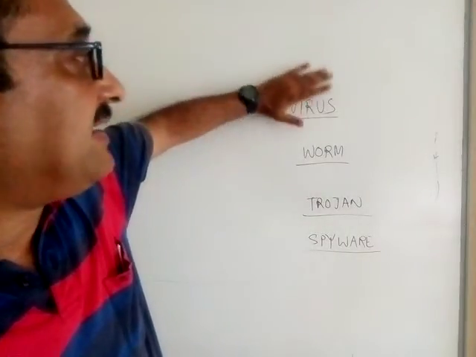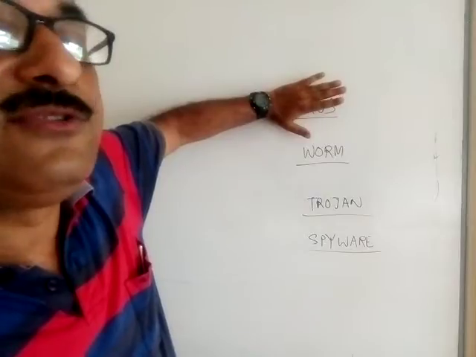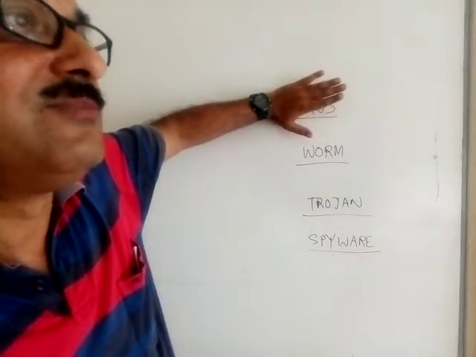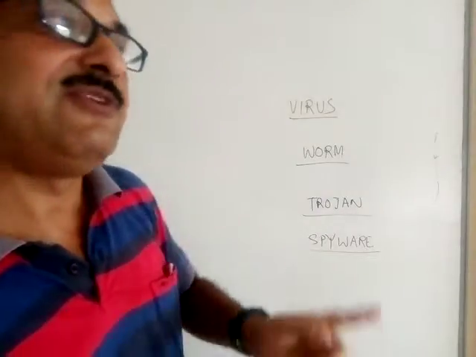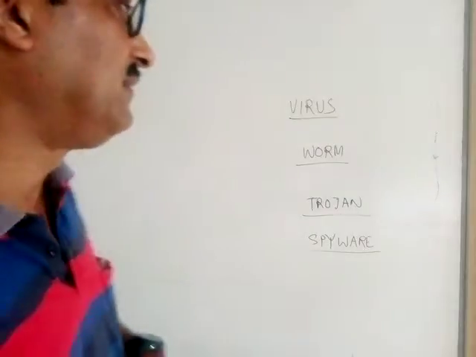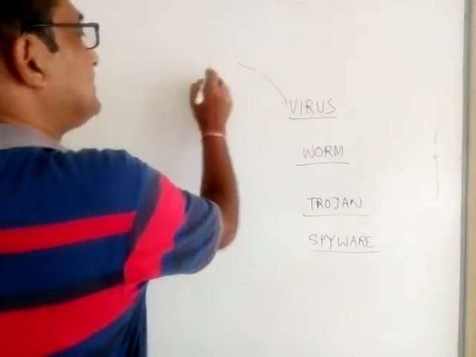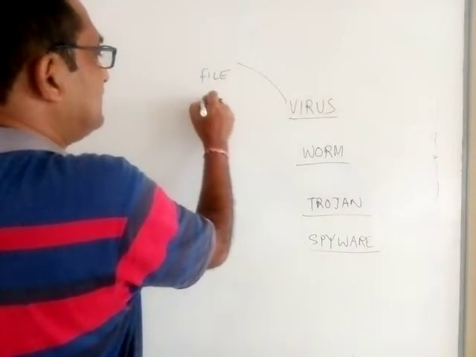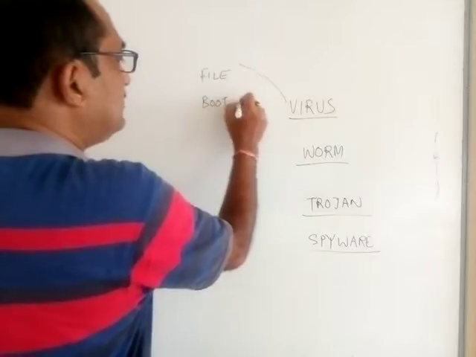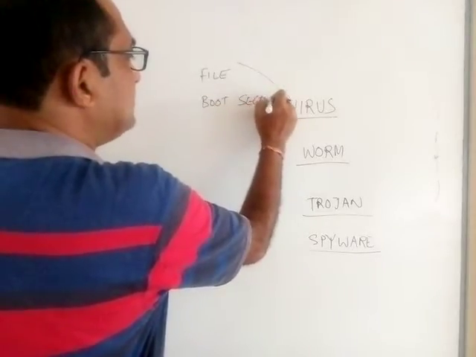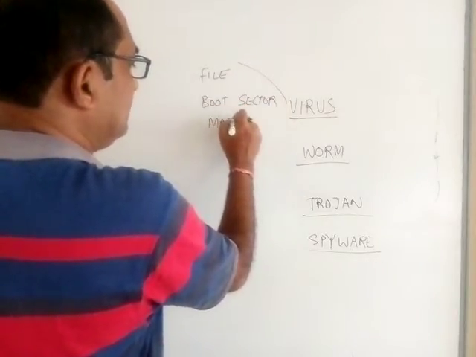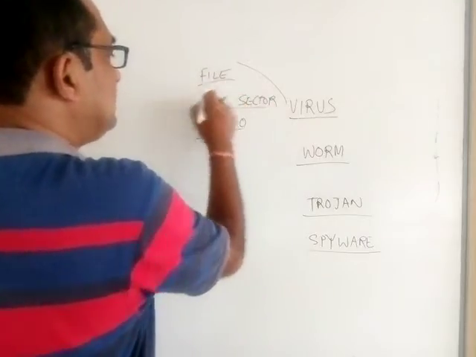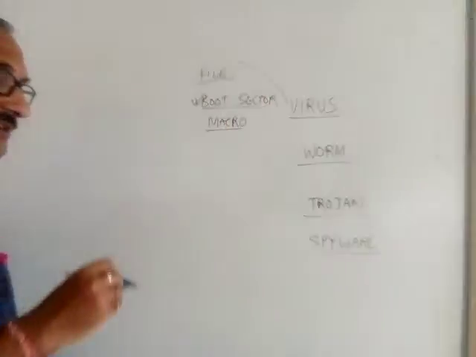Okay. Virus first of all requires a file to get attached to. Virus cannot move on all by himself. He will always get attached to a file. Virus is classified three ways. One is called file virus, one is called boot sector virus, another is called macro virus. Okay, out of these, the most dangerous of all is the boot sector virus.